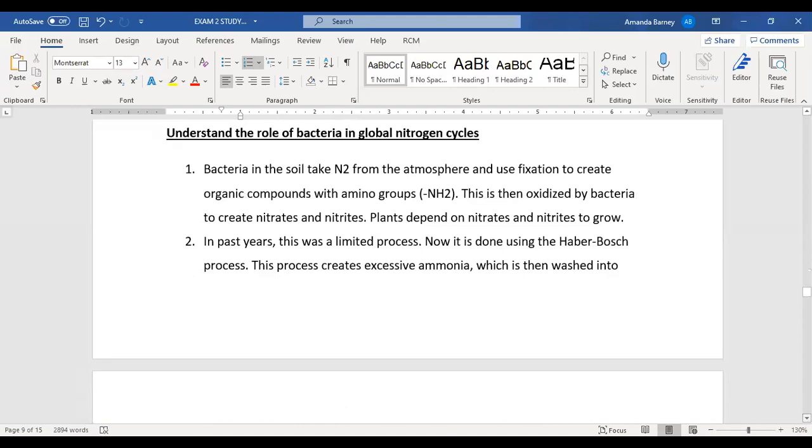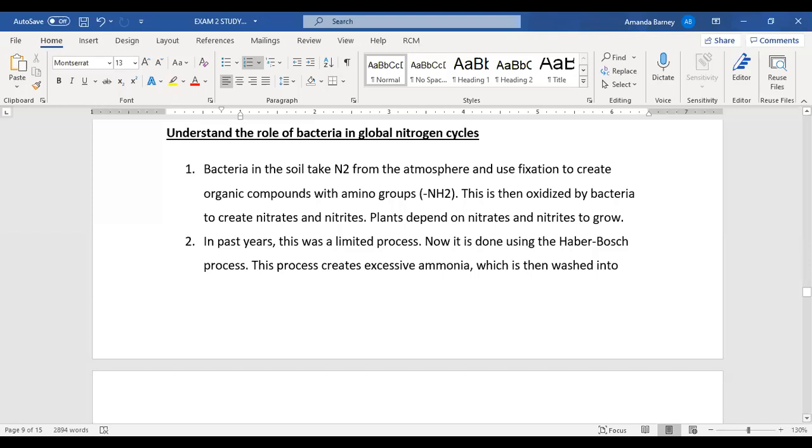Okay, so this is where it's a little confusing, so I'm going to try and talk slow. Bacteria play a really big role in the nitrogen cycle, and nitrogen is necessary for plants to grow. Plants cannot grow without this. So for many, many years, until we had the technology to eliminate this, it was a limiting factor.